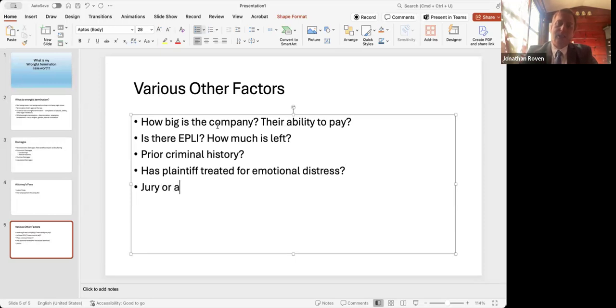So is it a jury or an arbitration or bench trial? So a jury tends to give more for emotional distress than a private arbitrator. In many cases, a person signs an arbitration agreement with their employer, so they're forced to go to an arbitrator and they waive their right to a jury trial.